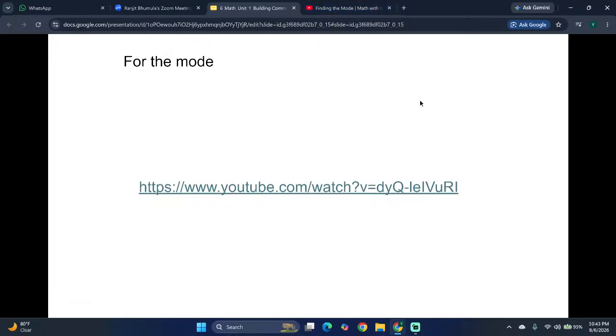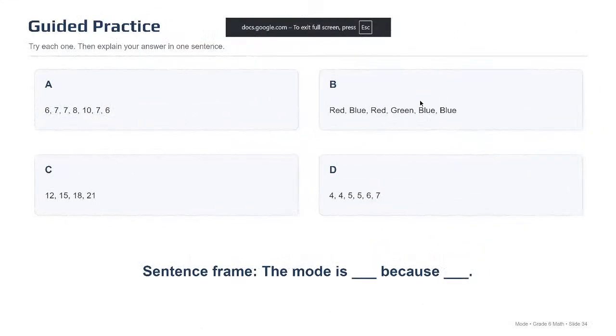Okay, so this is for the mode. This is practice. Try each one, then explain the answer in one sentence. For example, the sentence frame: the mode is blank because blank. So number one, or A.